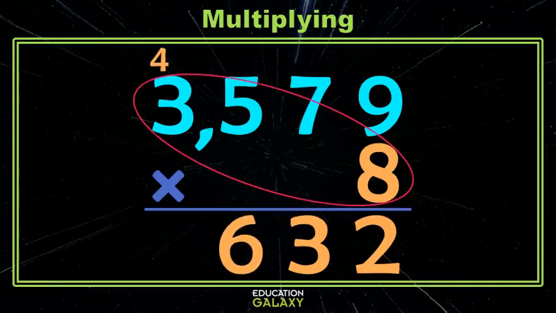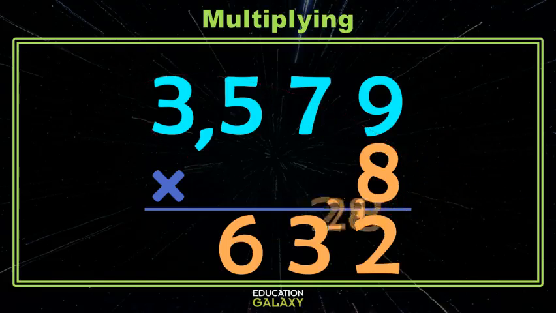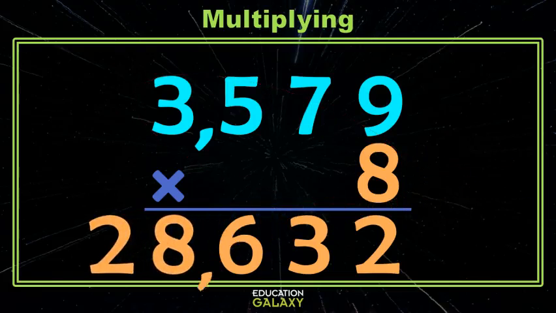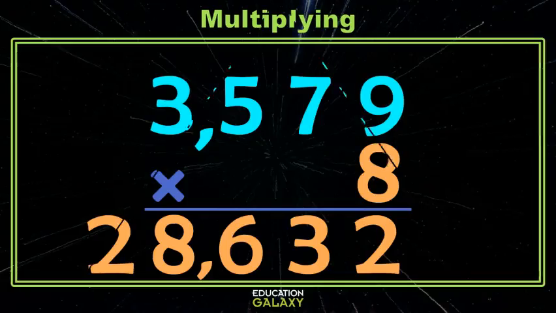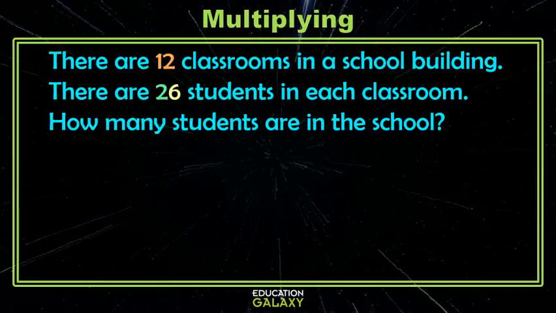Lastly, we multiply 3 times 8, which is 24. Don't forget the 4 you carried. Add that in, and we're pretty much done except for our pretty little comma. Not so bad, right? Who wants to try it with a word problem? I knew you did. Here, your wish has come true.